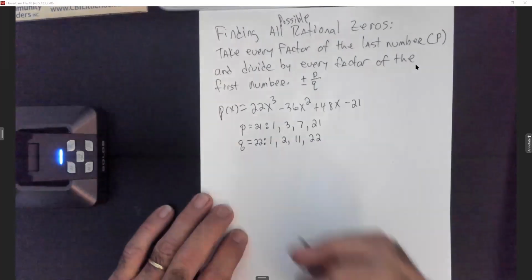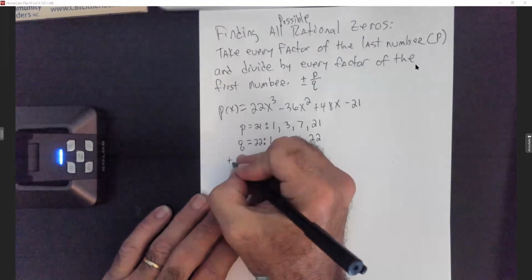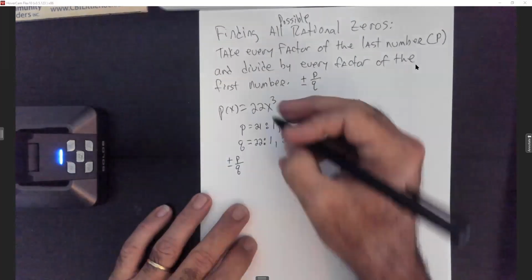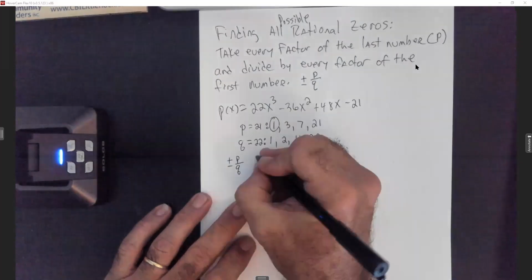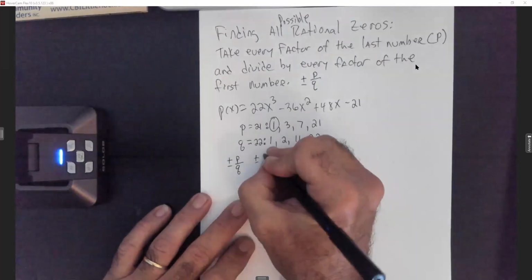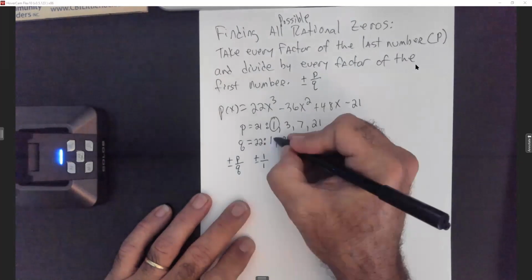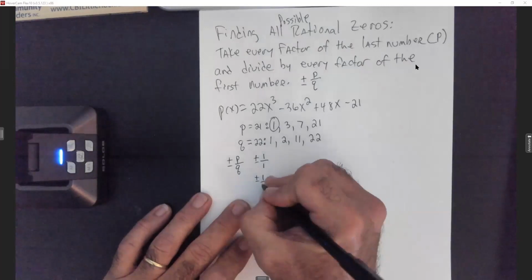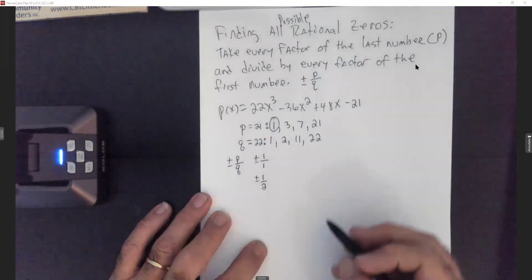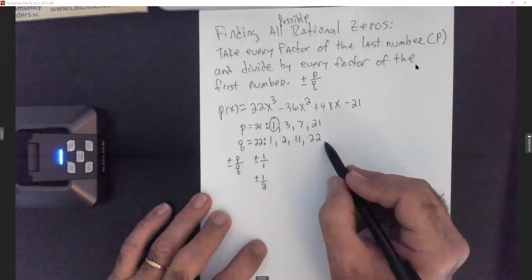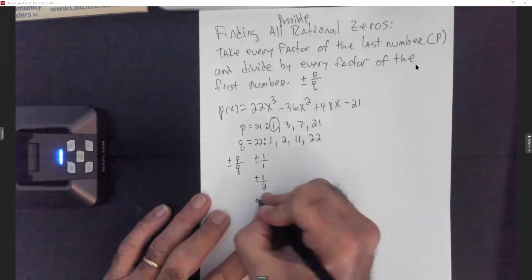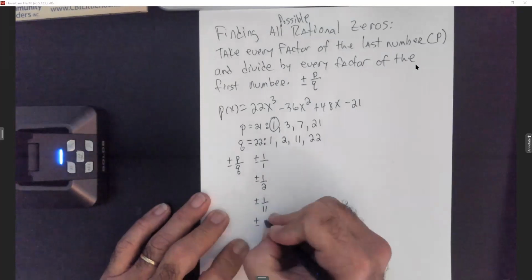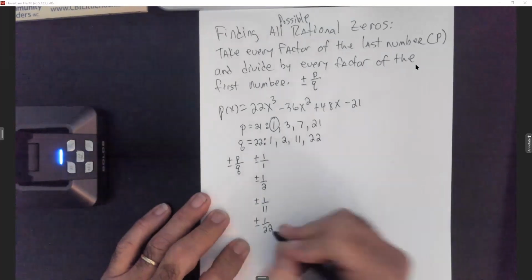So I need all the combinations of my P factors divided by my Q. So I'm going to start with P of 1. That could be a plus or minus 1 divided by 1. It could be a plus or minus 1 divided by 2. Y'all following me? I'm taking that 1 and dividing by all 4 of these factors. That could be a plus or minus 1 divided by 11, plus or minus 1 divided by 22.